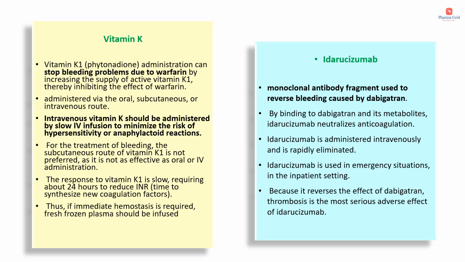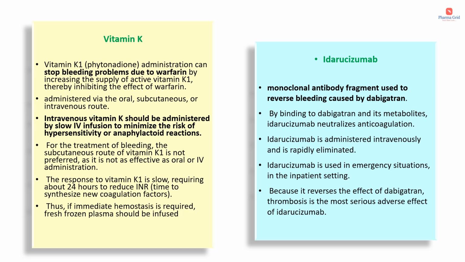For the treatment of bleeding, the subcutaneous route of vitamin K1 is not preferred as it is not as effective as oral or IV administration. The response to vitamin K1 is slow, requiring about 24 hours to reduce the INR. This 24 hours is the time required to synthesize new coagulation factors. Thus, if immediate hemostasis is required, fresh frozen plasma should be infused.